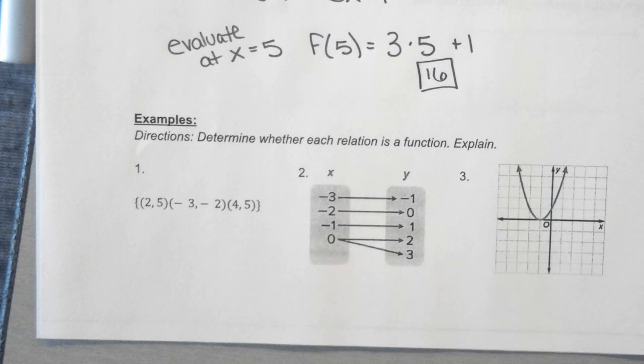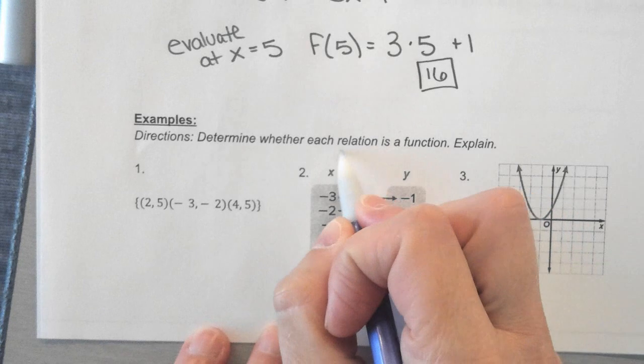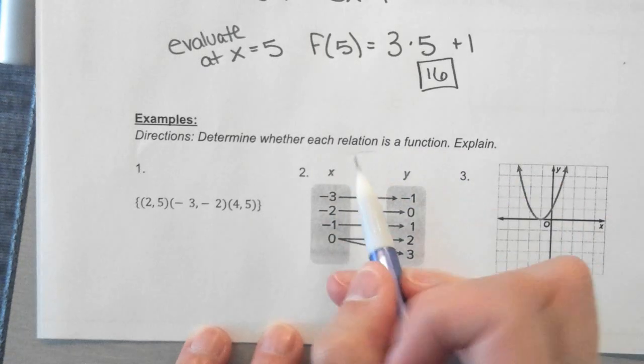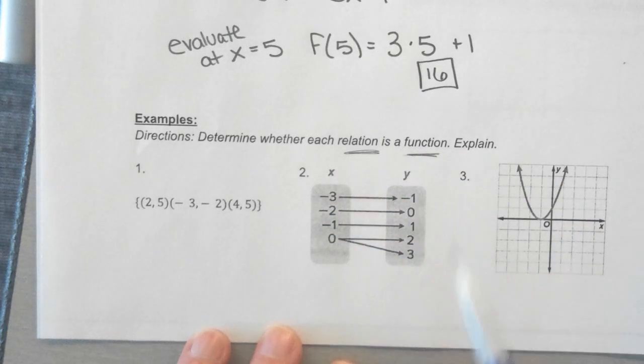Okay. Decide whether each relation is a function. So we talked about relations and how relations are a relationship between two different numbers, like an x and a y being coordinated together. So we're either going to say it's a relation, just a relation, or it's also a function on top of that, more specifically.